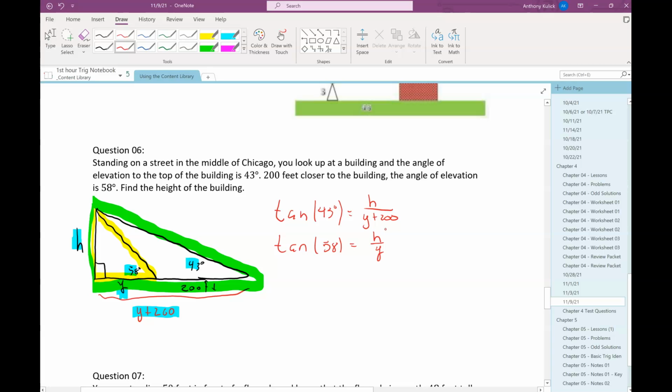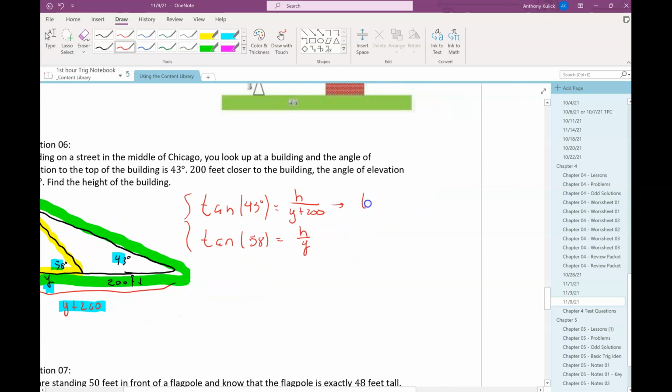So to solve this, I'm going to solve a system of two equations like we did last year in our Algebra 3-4 class. I'm going to multiply the first equation both sides by y plus 200 to get rid of the fraction, and at the same time get the h by itself. Similarly, I'll multiply the second equation by y, which also gets the h by itself. Since they're both equal to h, I can set them equal to each other.